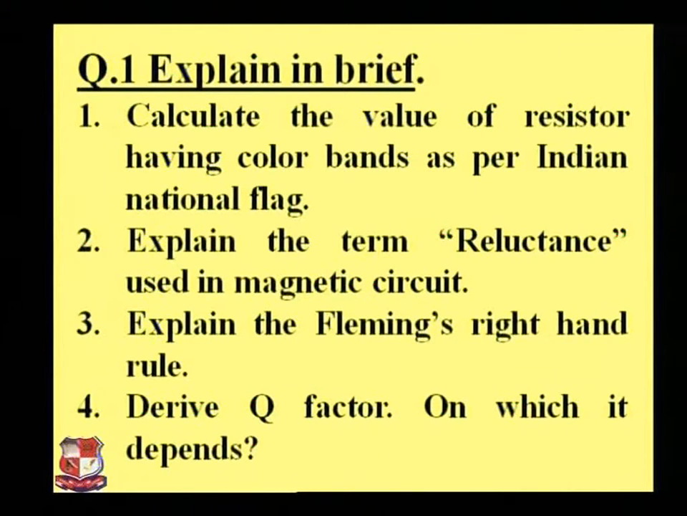Number 1, calculate the value of the resistor having color bands as per the Indian national flag color code of the resistor. Question number 2, explain the term reluctance. What is reluctance for the magnetic circuit? Question 3, Fleming's right-hand rule. Question number 4, what is the Q factor and on which parameter does it depend?